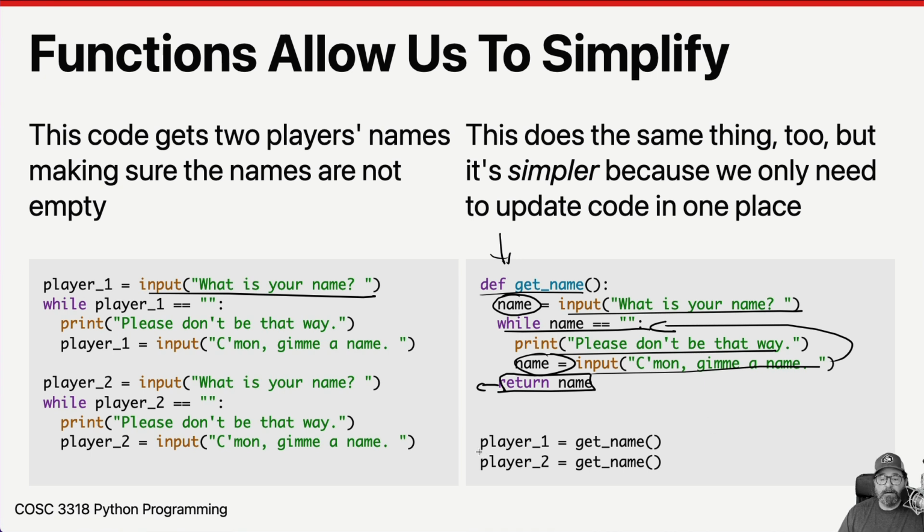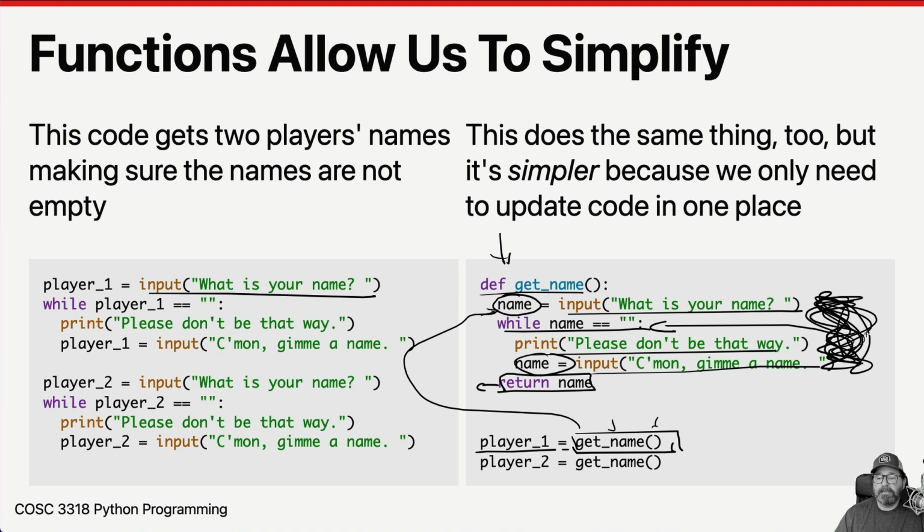So down here, we have player 1 is equal to getName. And so this getName, remember, it's a function name and the parentheses. It's going to come up here and invoke this function. It's going to get a valid name after looping however many times because somebody just keeps hitting enter. And once we get a valid name, that's the name that gets returned. And so that's the value that ends up assigned to player 1.